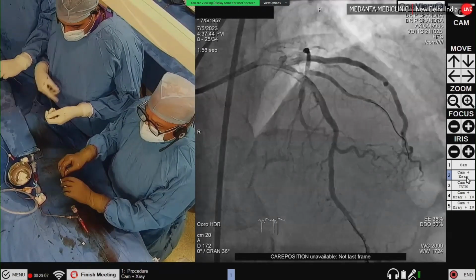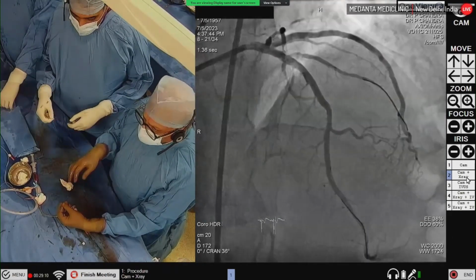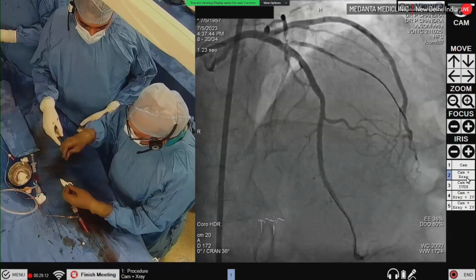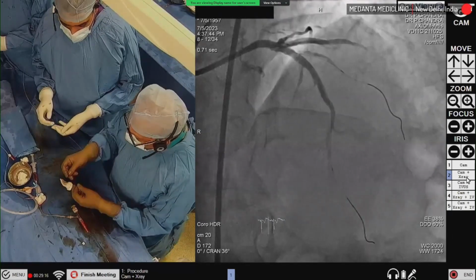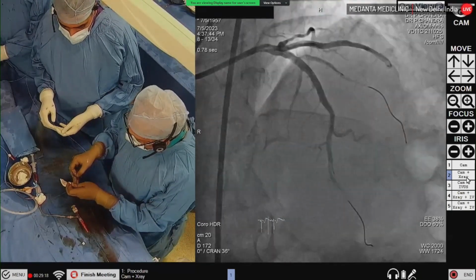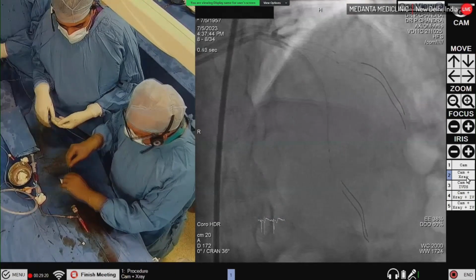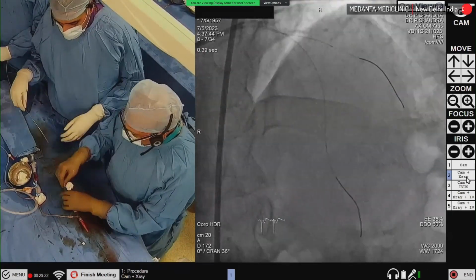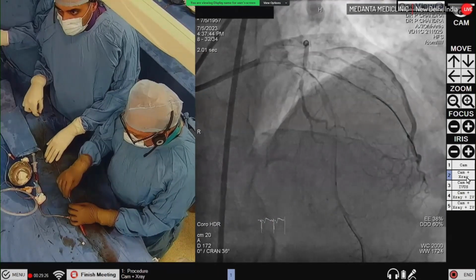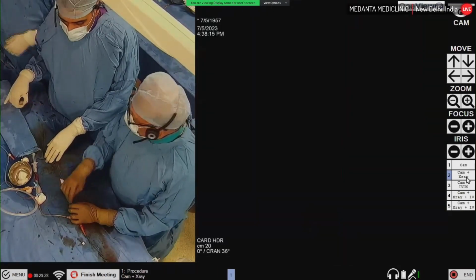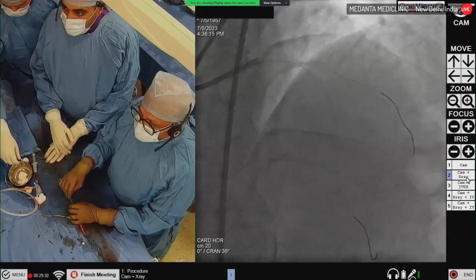So I'll try and see if we can enter into this diagonal again. Otherwise, I'll use the... No, that is not going to help here because it has the blades. The blades actually make the balloon a little stiff. That is the reason it doesn't cross. But we have modified the plaque a little bit in the LAD, so it might help. So we will see.